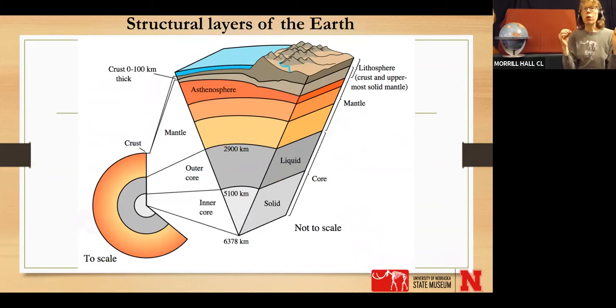So they've come up with the crust and the upper part of the mantle being called the lithosphere. Litho means rock. Rock is rigid. So the crust and the upper mantle is rigid, and it's called the lithosphere. And we're going to be using that term today, the lithosphere.